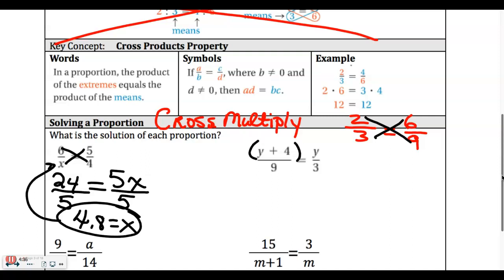So go ahead and do that. And then you still set the cross products equal. So you're still going to say 3 times the y plus 4 is equal to 9 times the y. You guys go ahead and solve that.